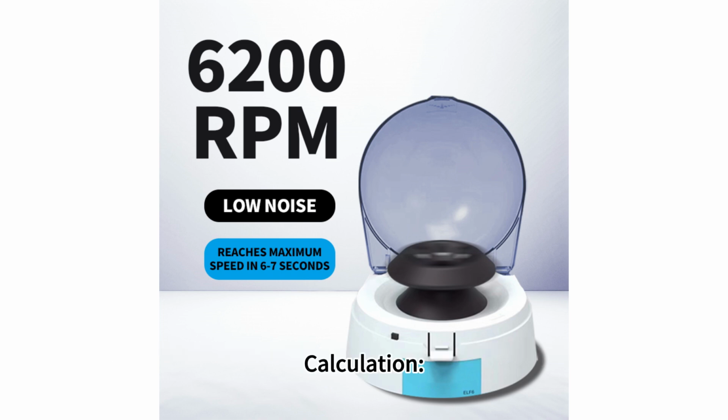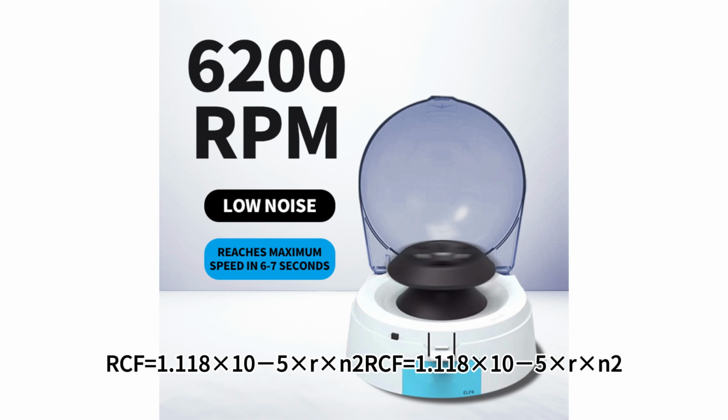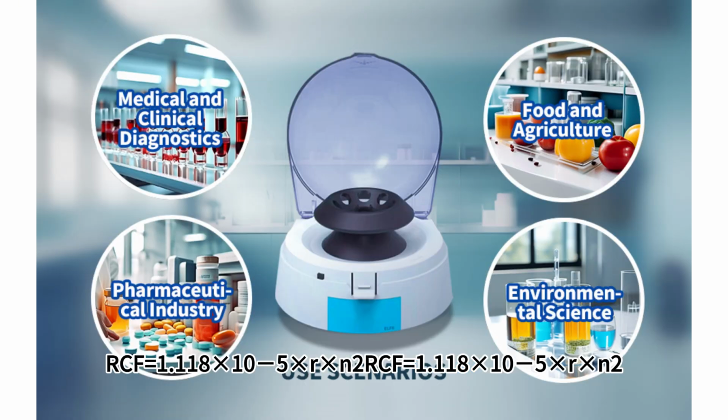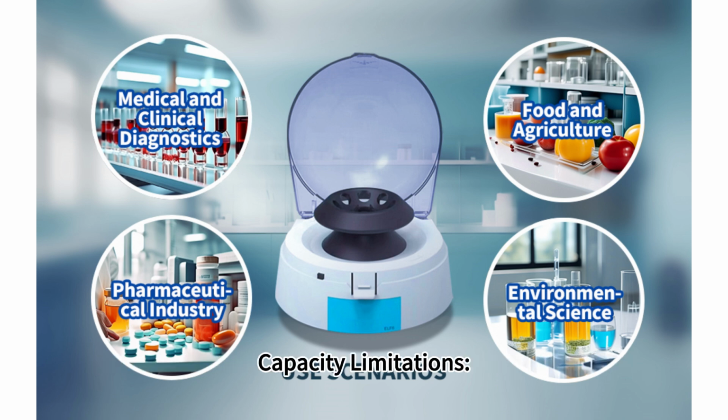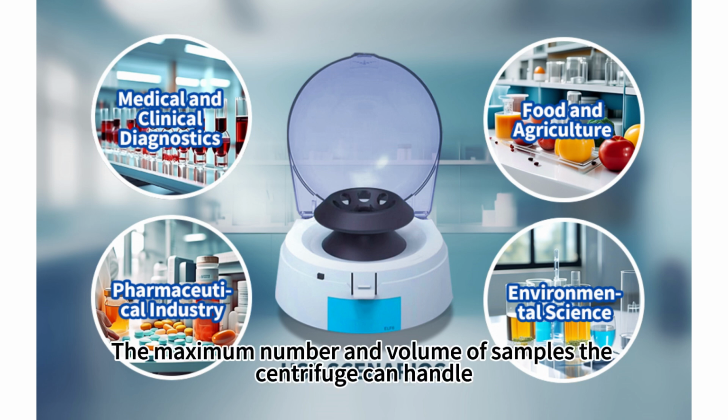3. Calculation: RCF equals 1.118 times 10^-5 times R times N^2, where R is the radius in cm, and N is the speed in RPM. Capacity limitations: 1. Indicates the maximum number and volume of samples the centrifuge can handle.